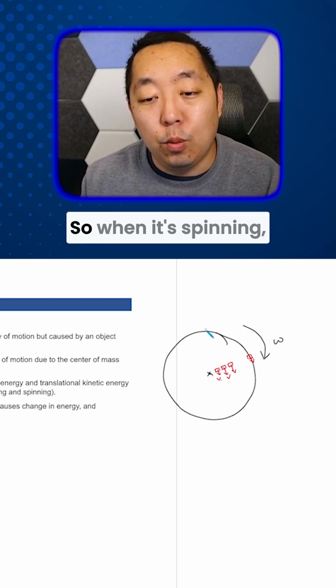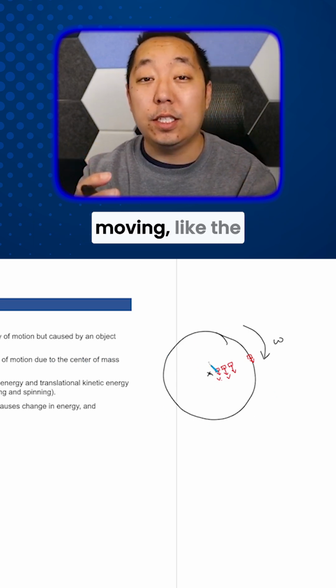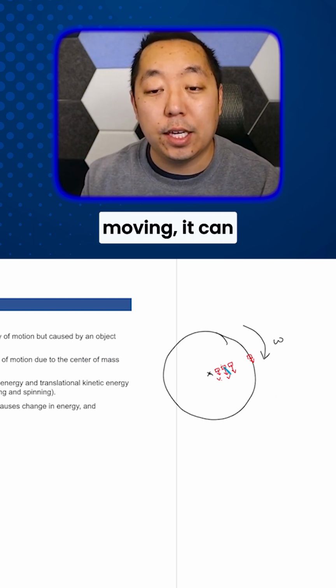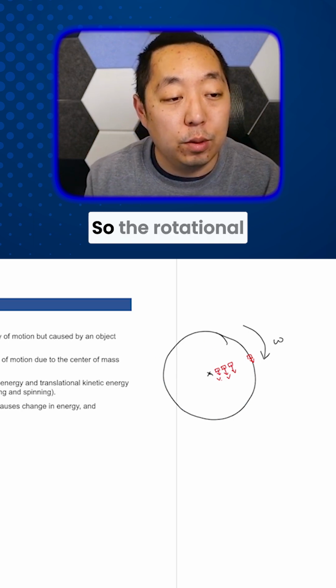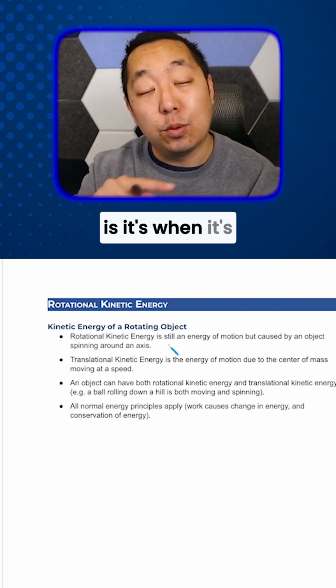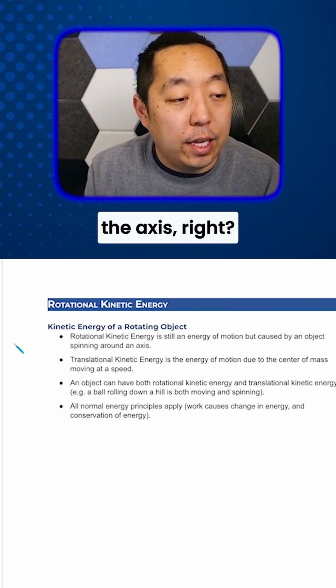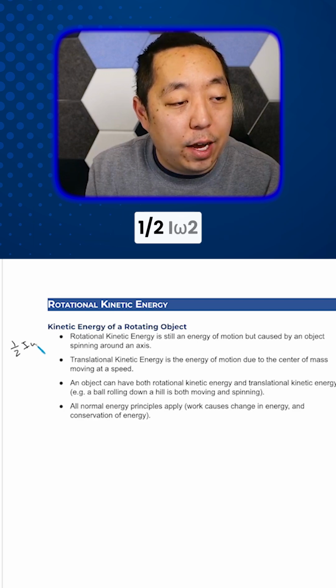So when it's spinning, even if the object isn't moving, like the center of mass isn't moving, it can still have kinetic energy from the spinning. So the rotational kinetic energy is when it's spinning around the axis. And this is where we're going to use this formula: 1/2 I omega squared.